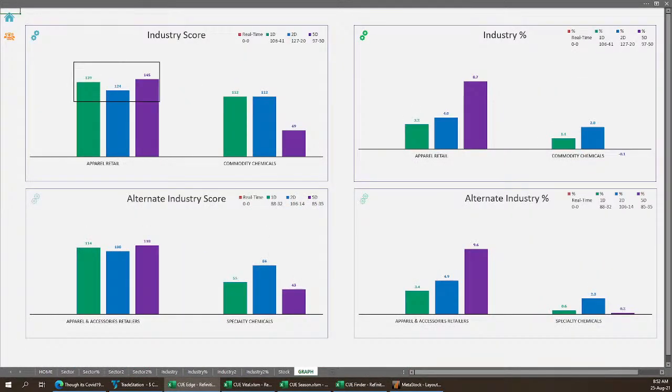Apparel retail, that's very strong and holding on to the strength. We have 147 industry groups for 1 day, 2 day, 5 day periods. The apparel retail, that is ANF's industry, is very strong.